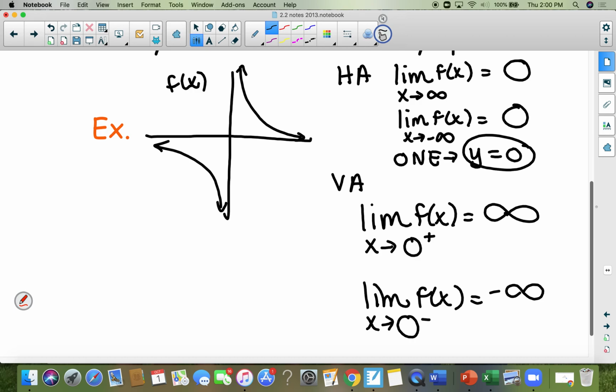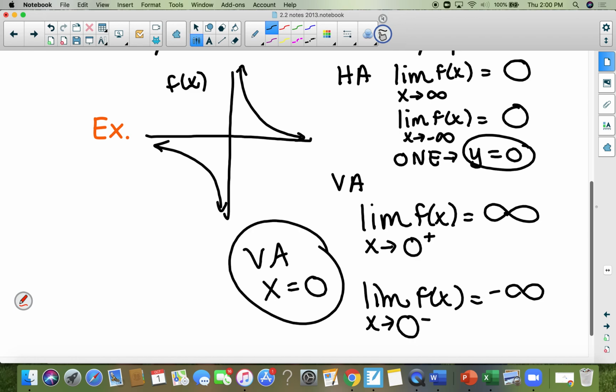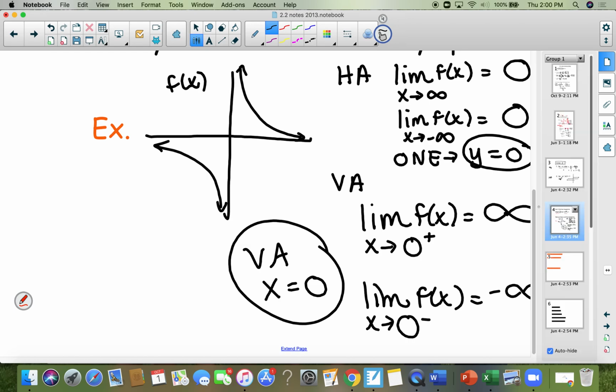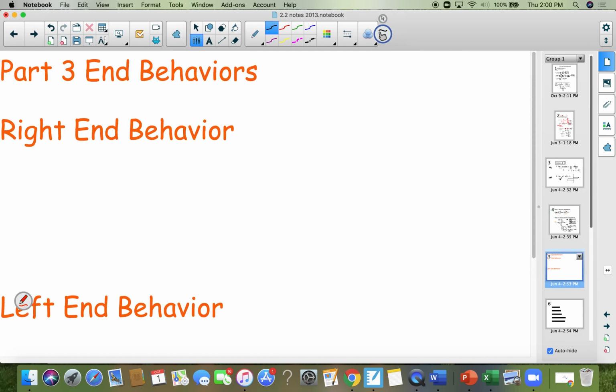Basically, with infinity and negative infinity, you have a vertical asymptote at what number? At 0. So you have a vertical asymptote at x equals 0. See the difference between it? For horizontal, you're going to infinity and you get a number; for vertical, you approach a number and you get an infinity, which makes sense. I think I'm pretty clear on that for you guys. Good? Okay, we're moving on. You're doing good. Right end and left end behaviors are next.